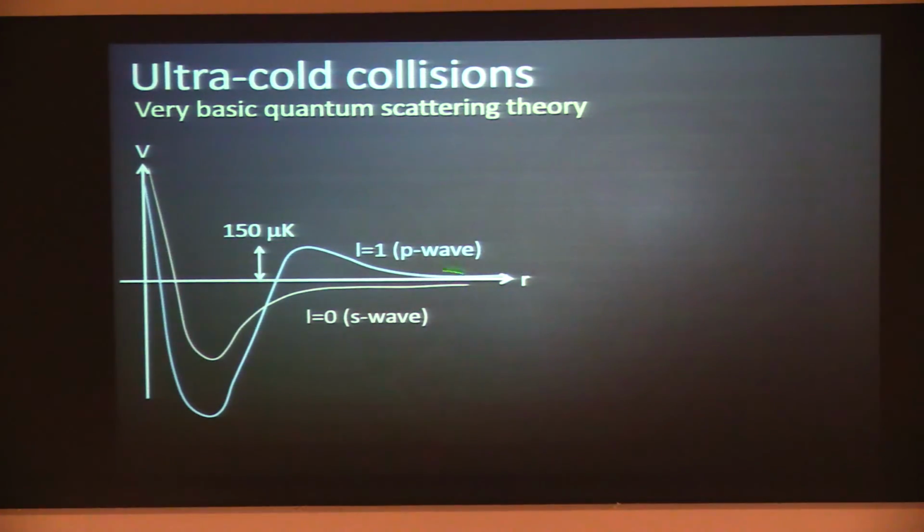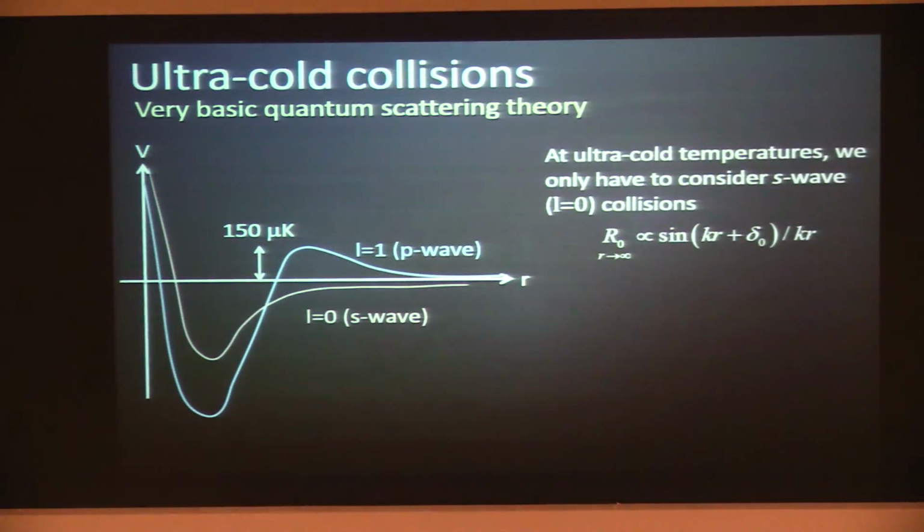That's because the probability amplitude to tunnel through the centrifugal barrier is very small when the energy is really close to 0 compared to this hump here. So at the temperatures we work at, we have only L equals 0 collisions. We can just worry about the L equals 0 part here, and there's just this radial wave function.